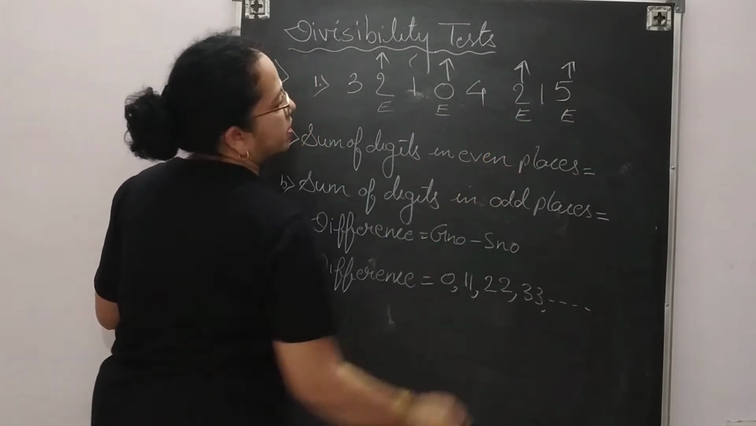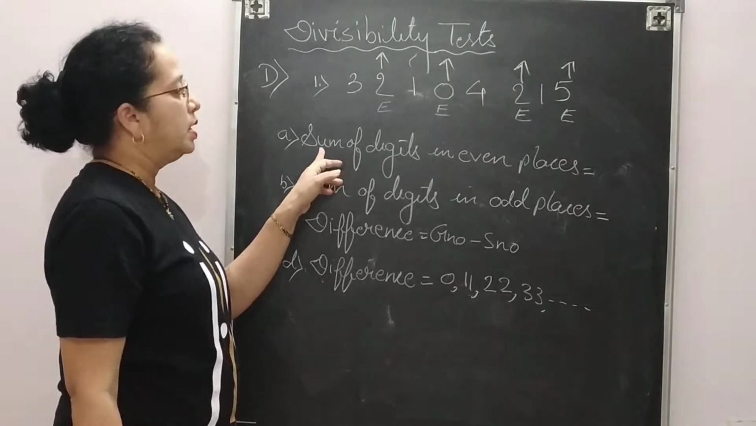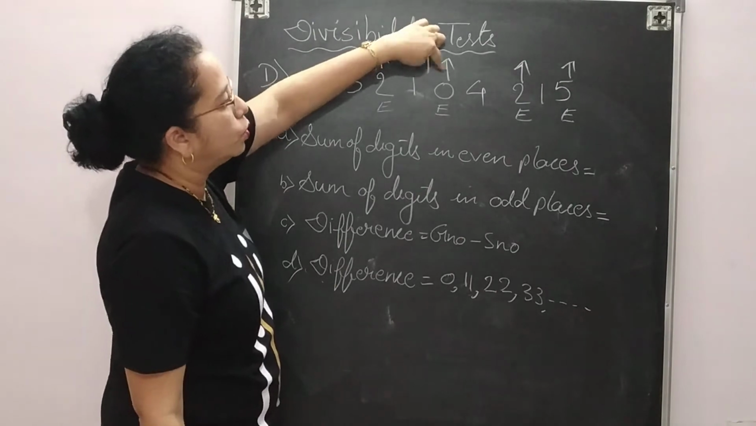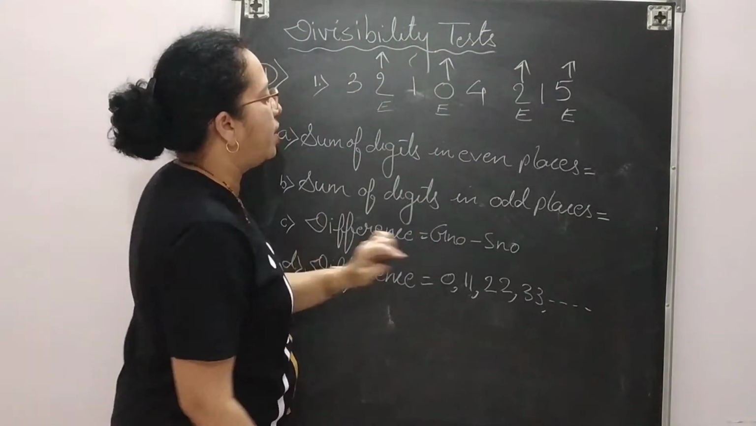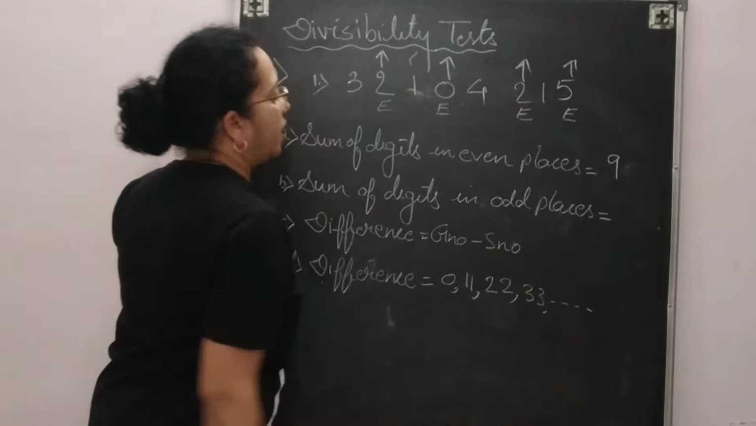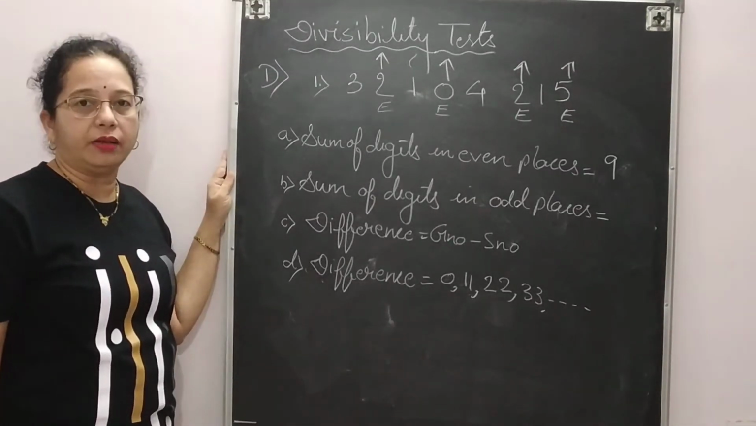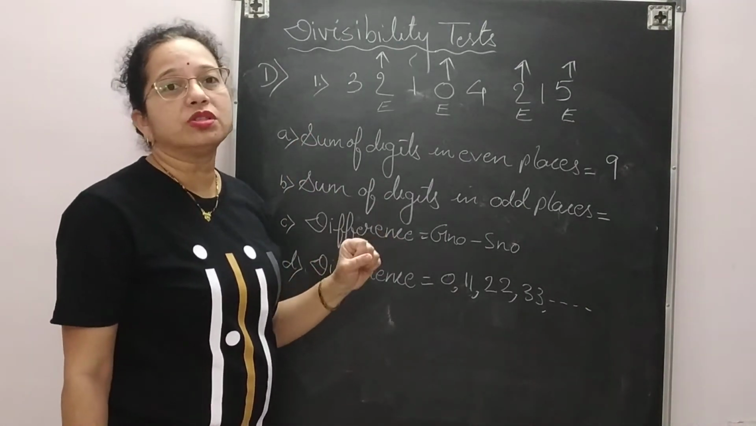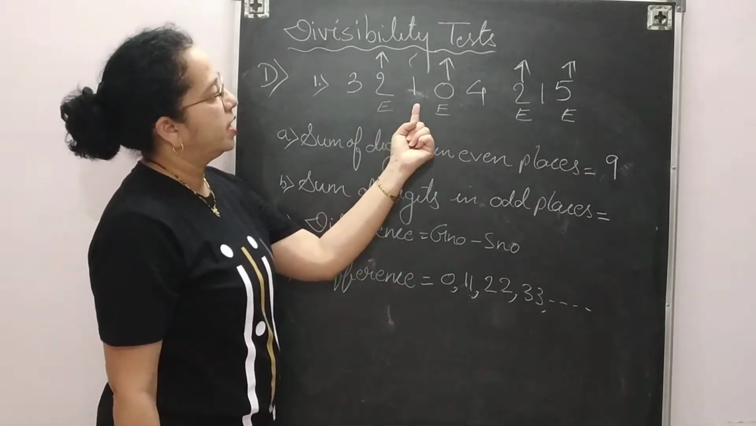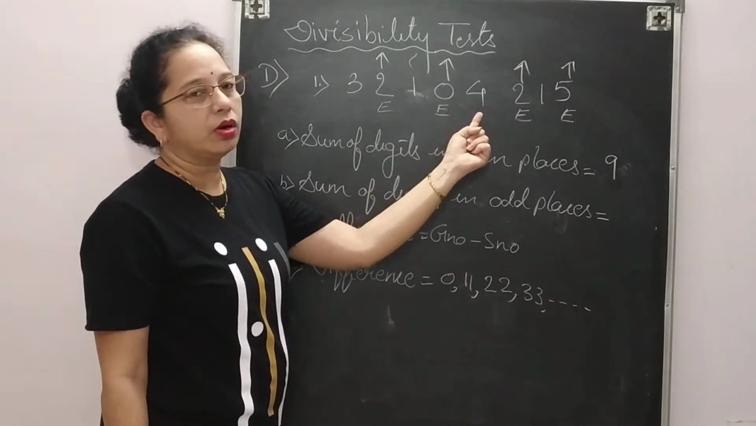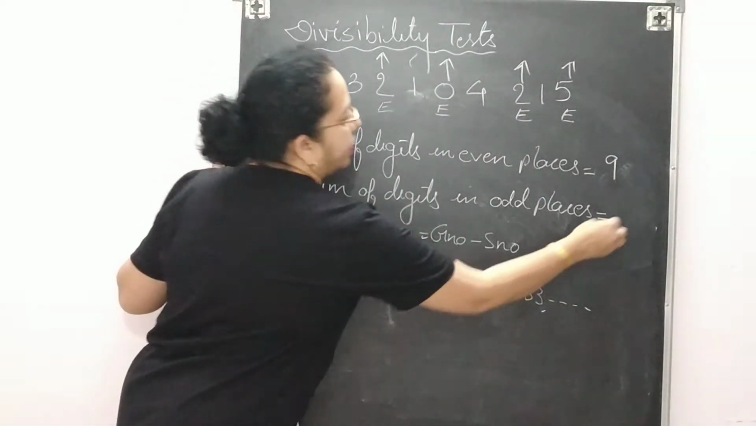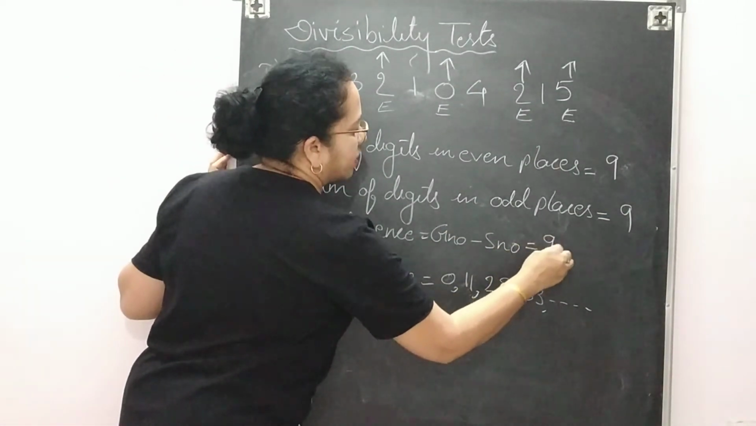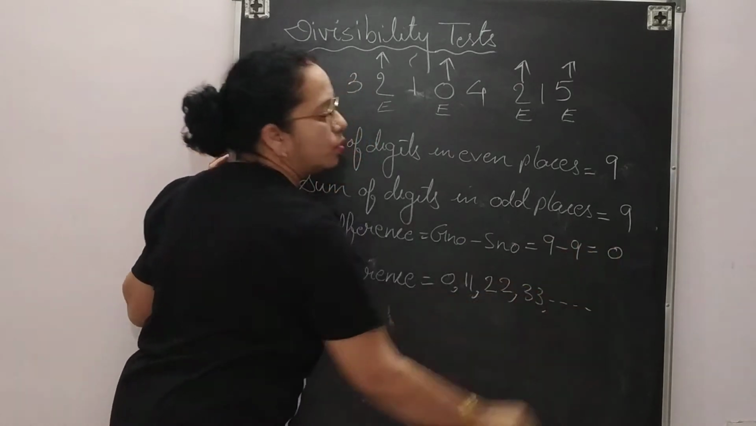Others are odd places. So what is the first step? Sum of even places. What is the sum? 2 plus 0, 2 plus 2, 4. 4 plus 5, 9. So the sum of digits in even places will give you 9. Now, wherever arrows are not there, we will add those numbers. So 3 plus 1, 4 plus 4, 8 plus 1, 9. Again, you are getting the same. Since this is the same, directly you can subtract: 9 minus 9 will give you 0.